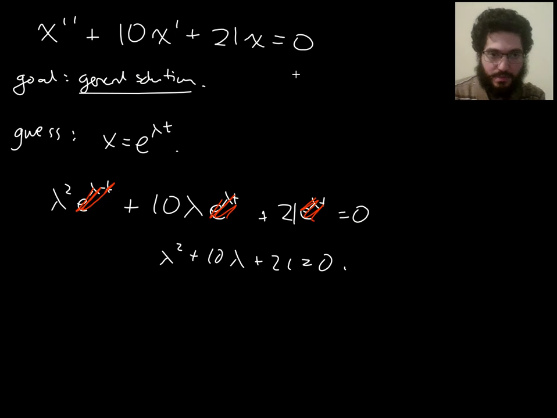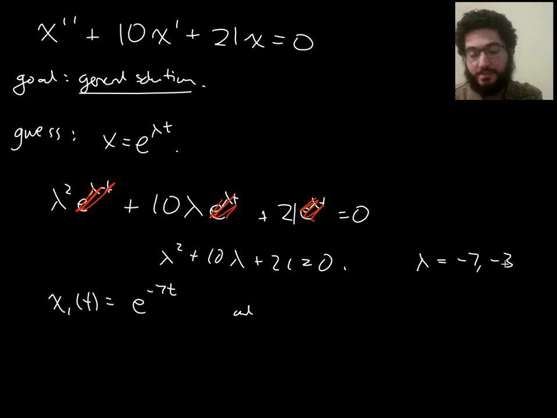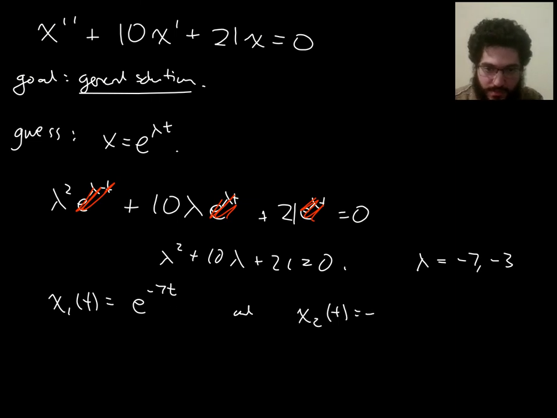Cool. So we got x1 of t equals e to the -7t. So let me write down the solution. We got lambda equals -7 and -3. So lambda 1 is -7, lambda 2 is -3. You see we are in case 1, right? Case 1 was where we get 2 distinct real roots. These are real and distinct. So e to the -7t and x2. So these are both solutions. If you plug either of these into the differential equation, it will be satisfied.